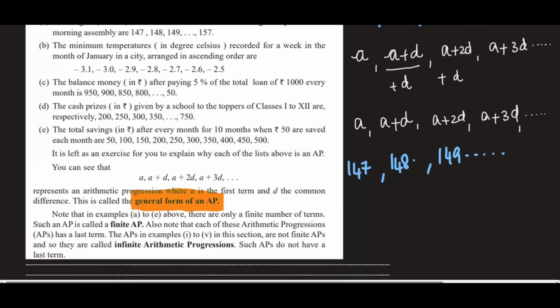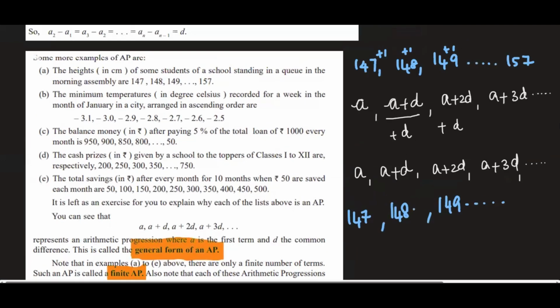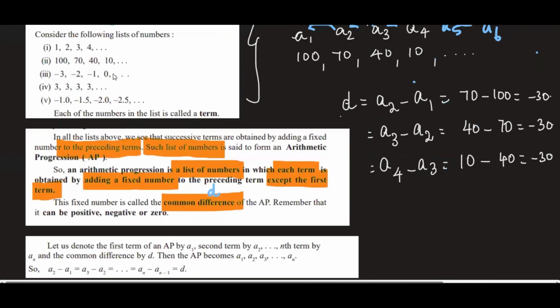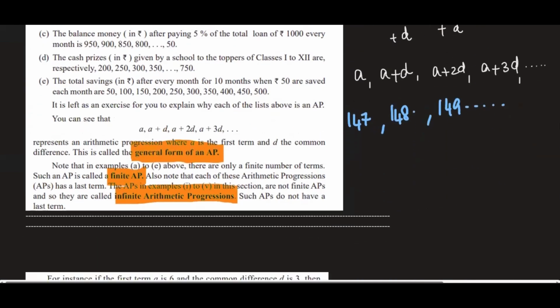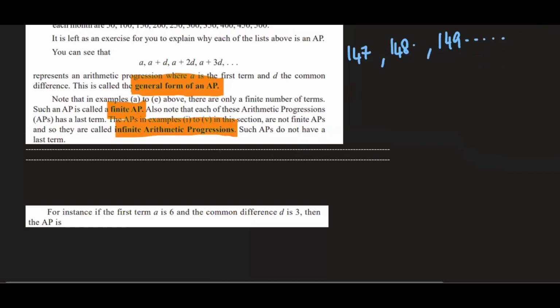What is called a finite AP and what is called an infinite AP? Now what is called a finite AP? A finite AP is one where, like in this given example, if you notice, there is a last term. Basically, this series will end at 157. This is called a finite series. In some series, if you notice, it will be just dot dot dot dot. In fact, if you see the previous one, it is just a continuation. It's not stopping. So those are called infinite AP series. Okay, fine, clear.